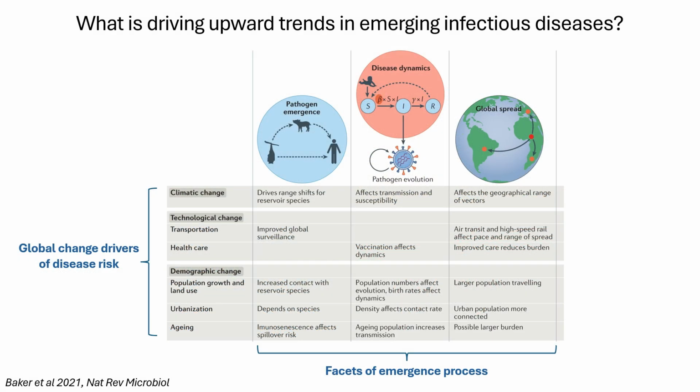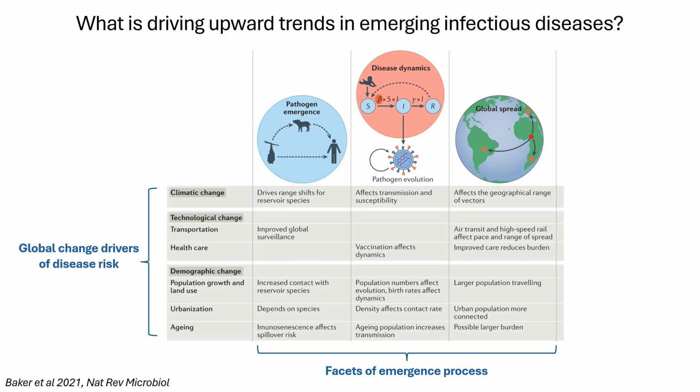And I won't go into this table in too much detail, but I really like this table from a paper published a couple of years ago in Nature Reviews Microbiology that breaks down some of the ways that these global change drivers can impact infectious disease risk at different stages of the disease emergence process, right? So the leftmost column shows how these different drivers impact that initial process of emergence from wildlife or livestock into human populations. Then in the middle column we see how these drivers can impact the dynamics of disease within populations and consequent pathogen evolution. And finally, in the rightmost column, how these drivers can impact the global spread of diseases.